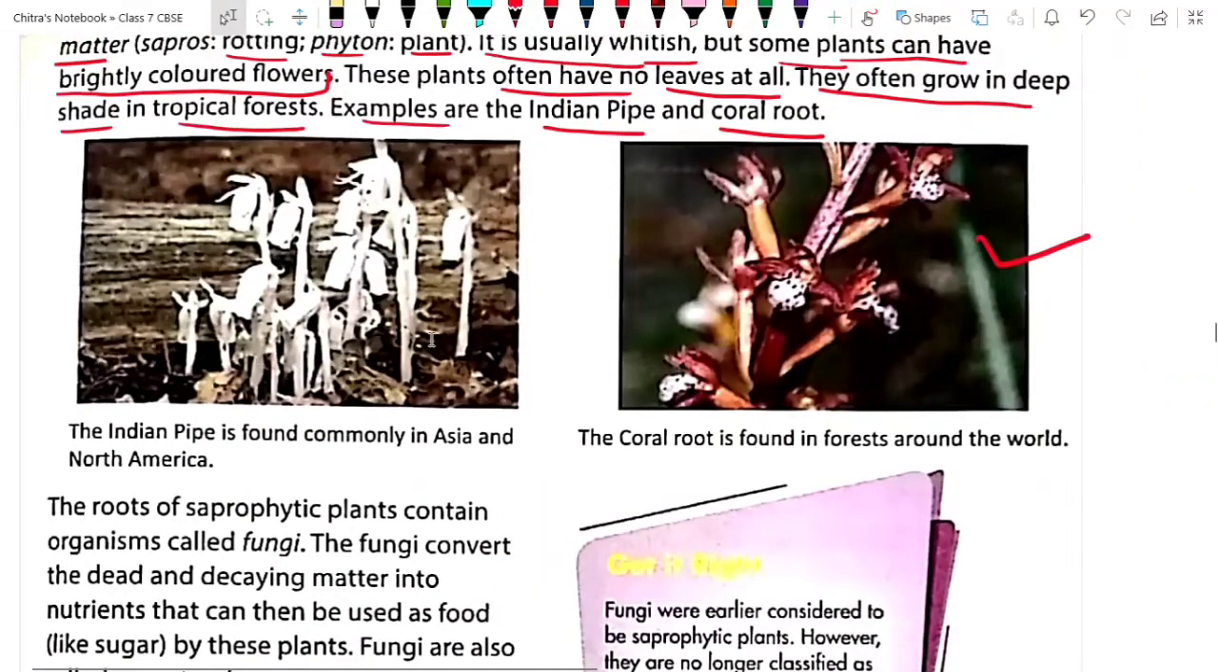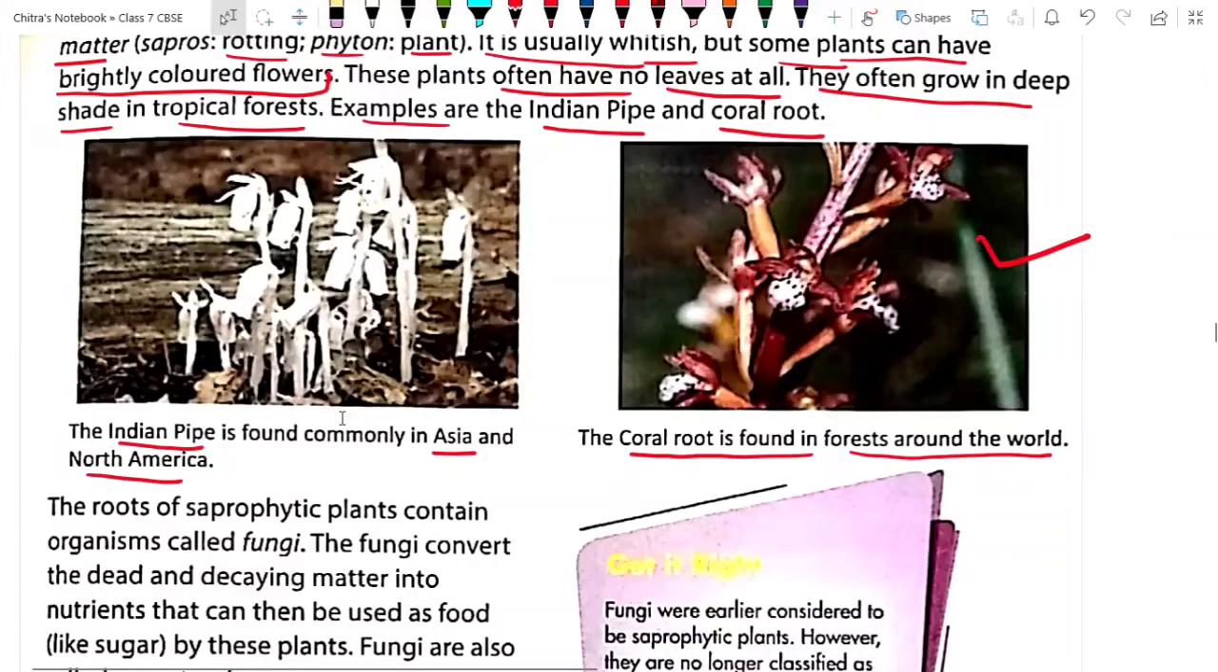Here we have the Indian pipe, which is found commonly in Asia and North America. And here we have the coral root. It is found in forests all over the world.